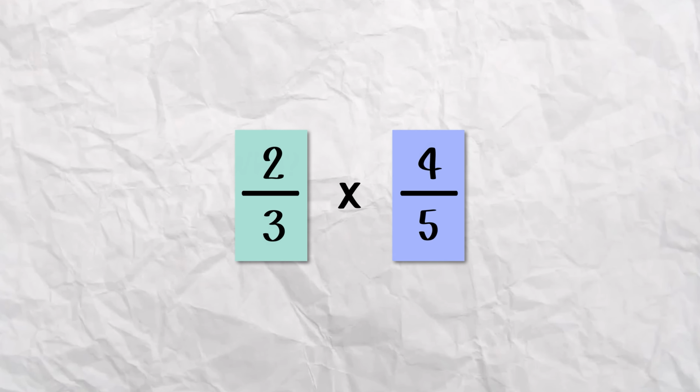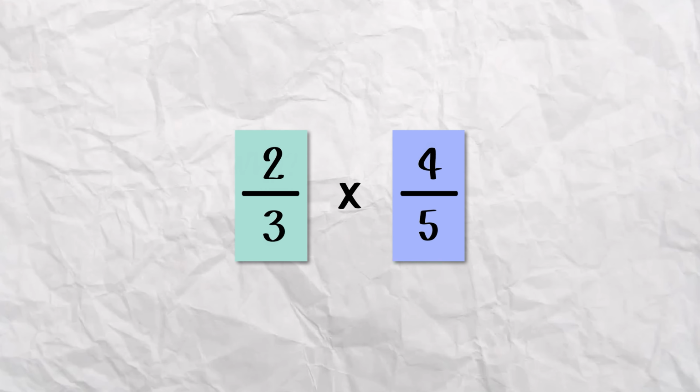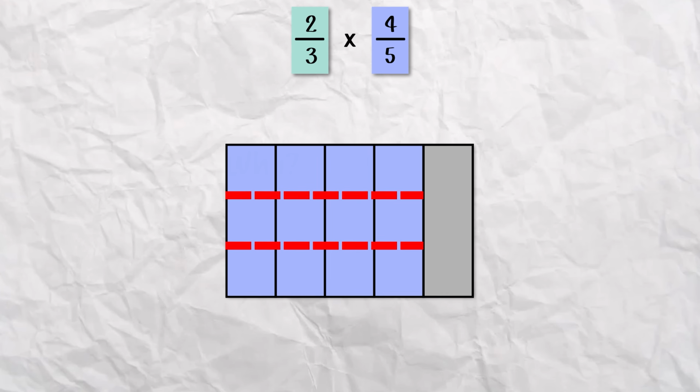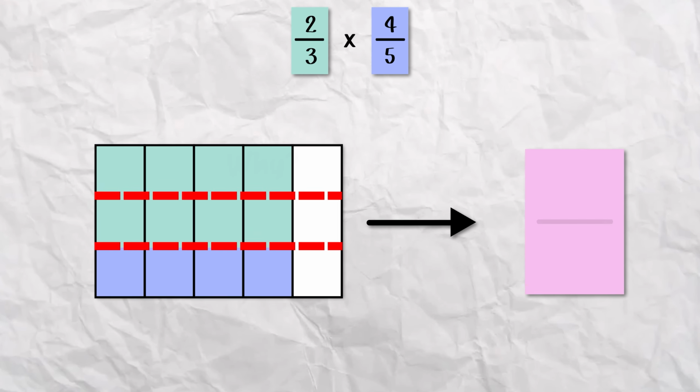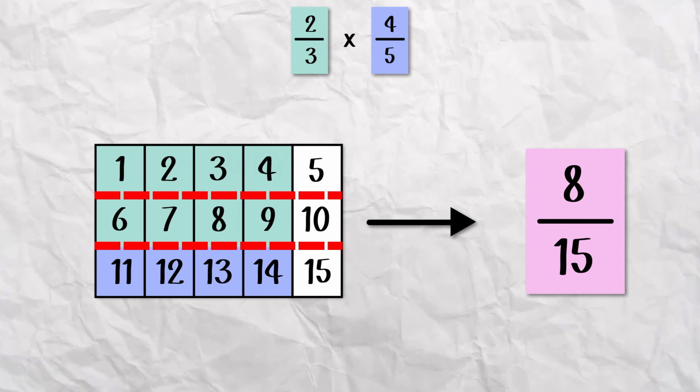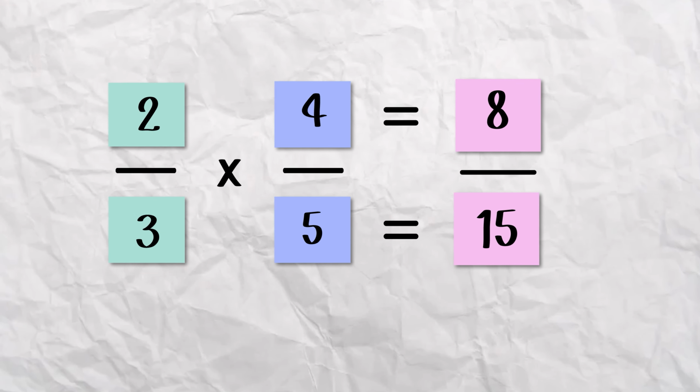2/3 times 4/5. Again, we're trying to find 2/3 of 4/5. The denominator of 2/3, 3, tells us we need to divide what we have, 4/5, into 3 equal groups. Then the numerator, 2, tells us to take 2 of these groups. We count the overlapping squares to get 8, and the total number of squares to get 15. We can see that 8 is the product of 2 times 4, and 15 is the product of 3 times 5.